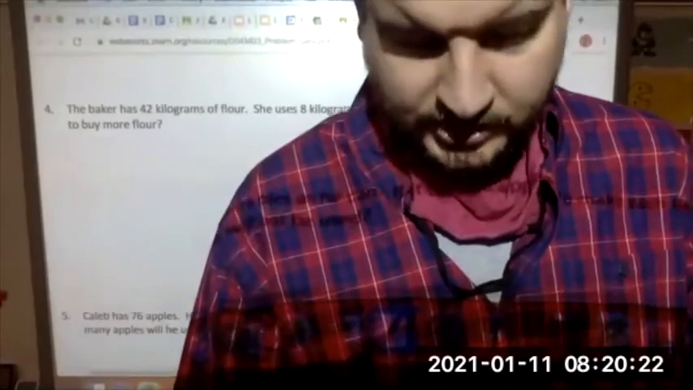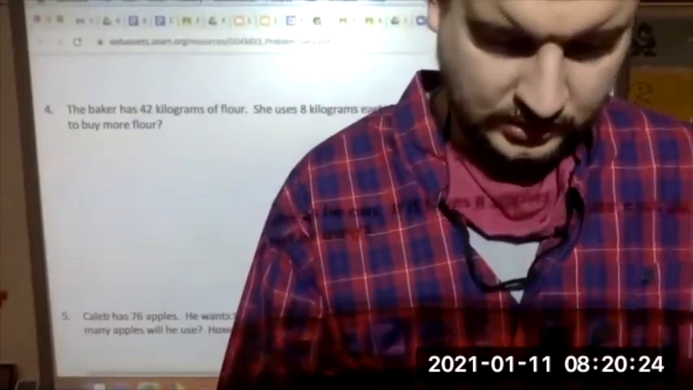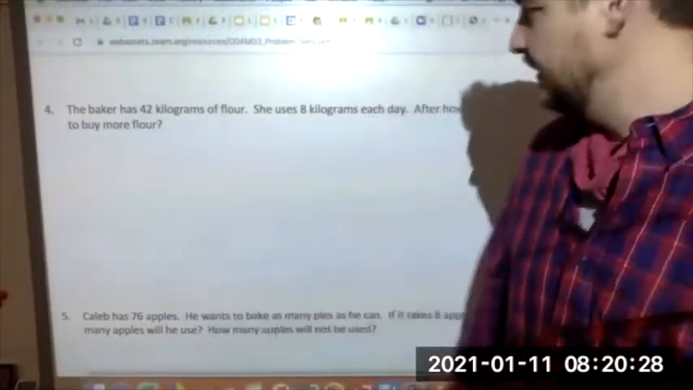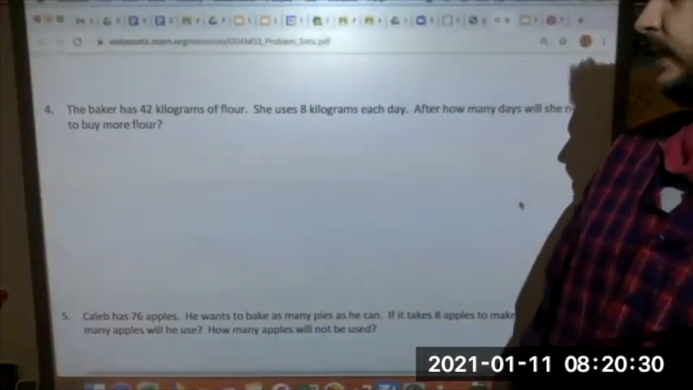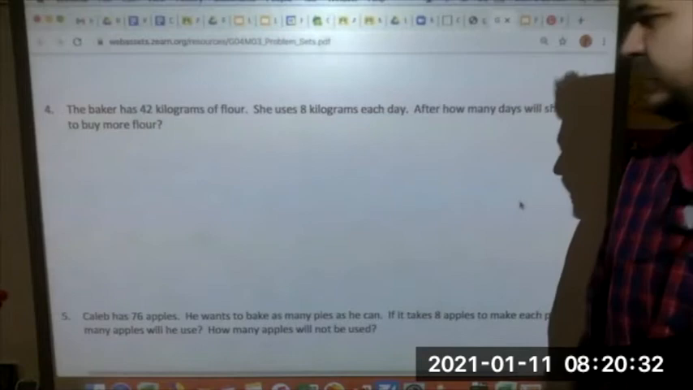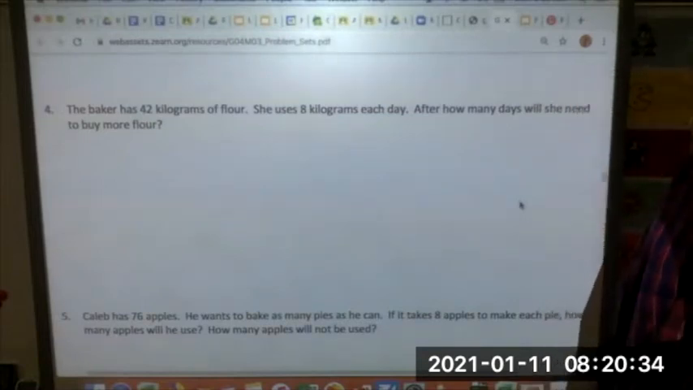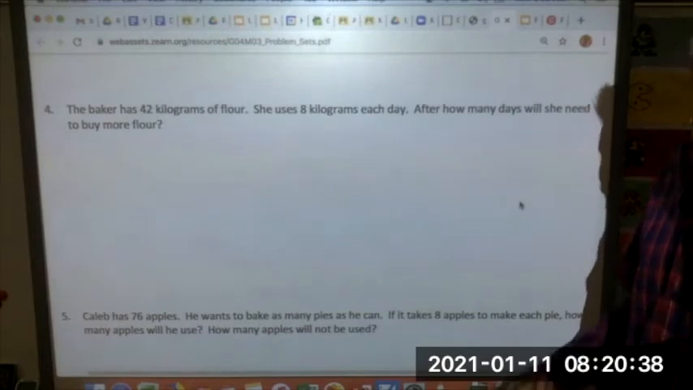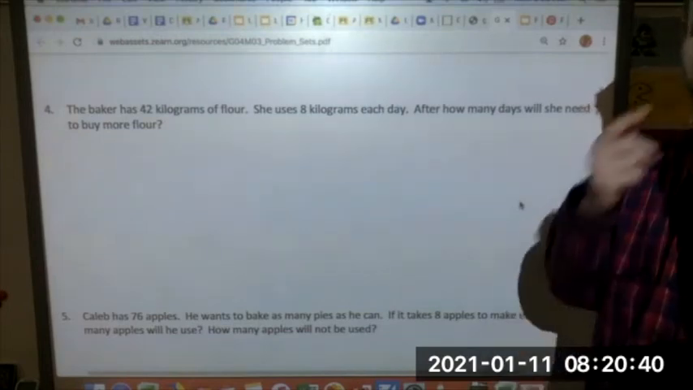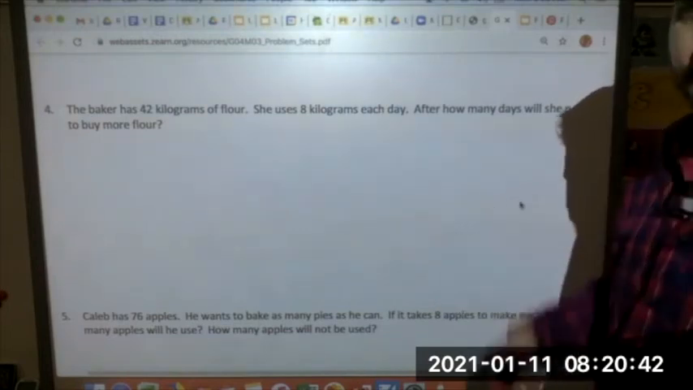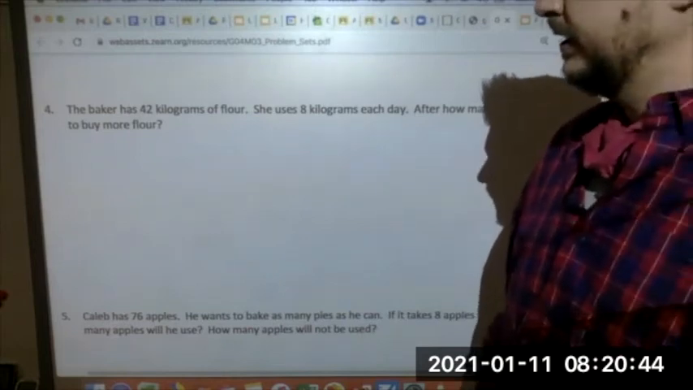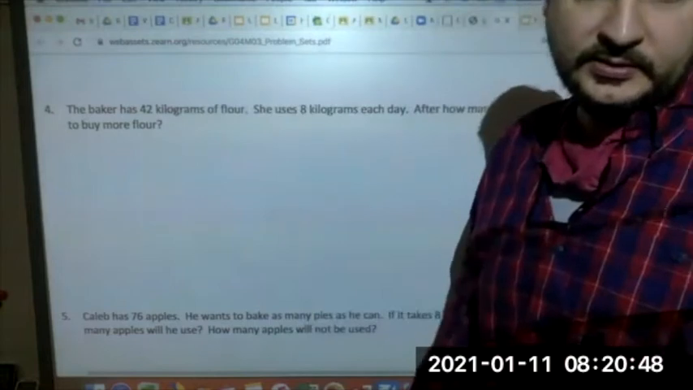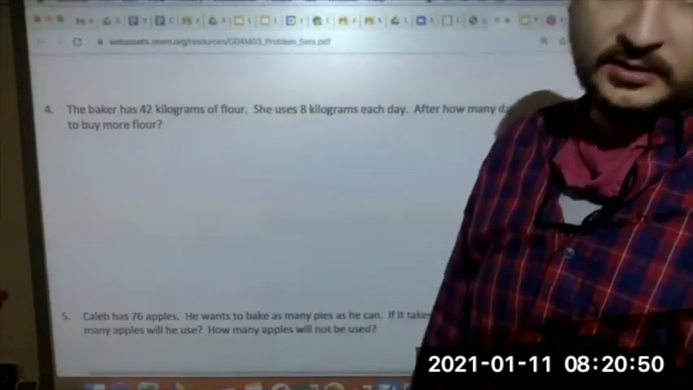All right, guys, so I'm jumping ahead to 4. So we're looking at question number 4. The baker has 42 kilograms of flour. She uses 8 kilograms each day. How many days will she need to buy more flour? So in this type of problem, it doesn't make sense to break up 42 into groups of 8. I mean, it's going to take a long time.